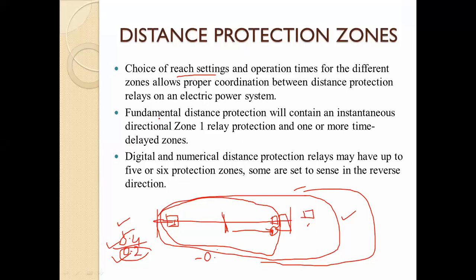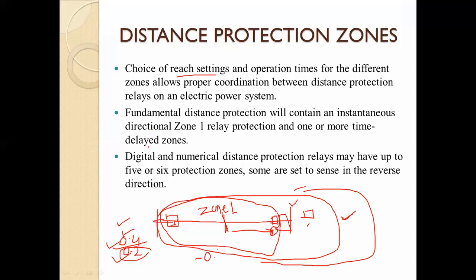Now, fundamental distance protection will contain an instantaneous directional zone 1 relay protection. This is the basic one: if any fault occurs, that relay operates instantly without taking any time, which is called an instantaneous relay. And there are one or more time-delayed zones. As I told you, zone 1 operates instantaneously, zone 2 has some time set, and for the third zone, more time is set.